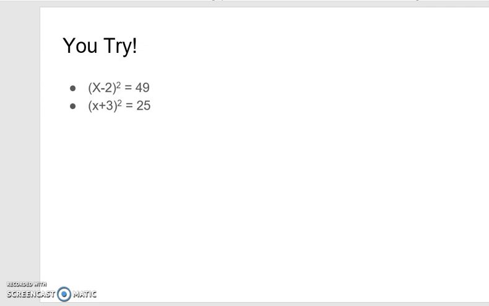Okay, so for both of these, you should have square rooted, split it up 1 plus 1 minus, and then finish solving. The first one, your answer should have been negative 9 and positive 5. And for the second one, your solution should be negative 8 and positive 2.